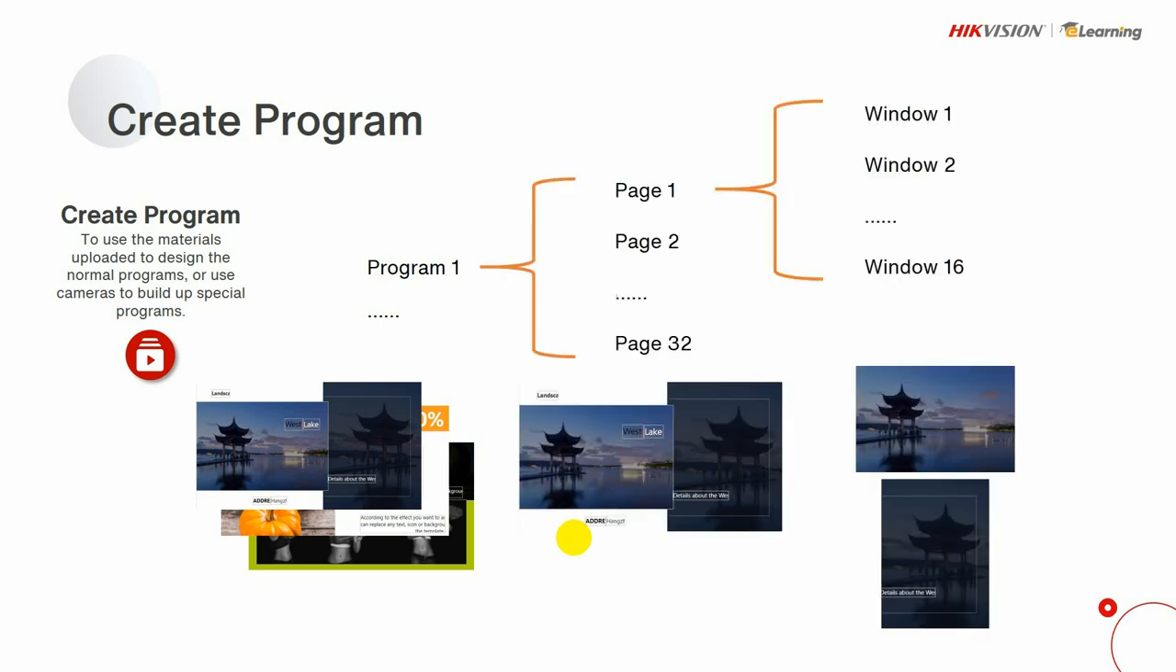So a program can have maximum 32 pages, and in each page there can be 16 windows. In the picture we can see that a program is built up with a lot of pages, right? And in one page we can see it's built up with a lot of windows, like a window of a picture, for example, or a window of a clip of video. And we can have maximum 2,000 programs in HikCentral FocSign.